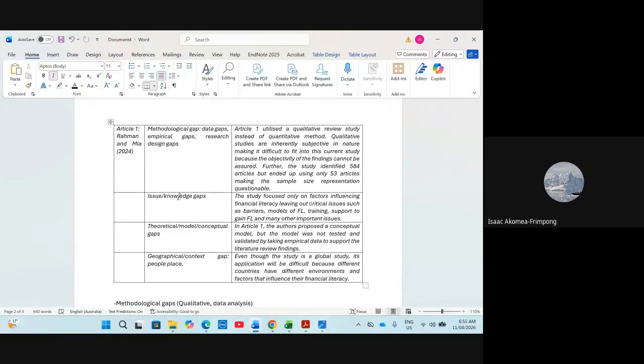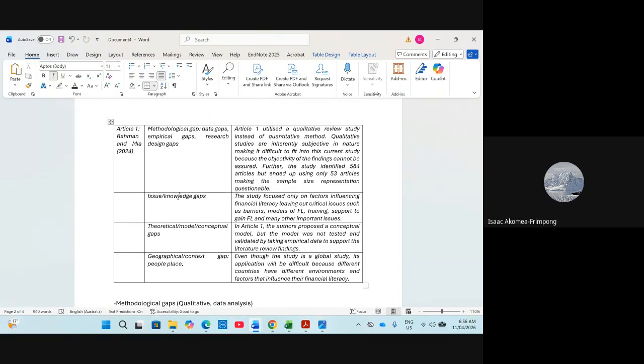Then in that case, and sometimes it's not even about applying another theory, maybe the same theory, like the theory of planned behavior, you want to extend it. You want to expand that theory by adding more constructs, more variables. That could be a gap. That could be something that you can address in your research. That will make your research stand out.